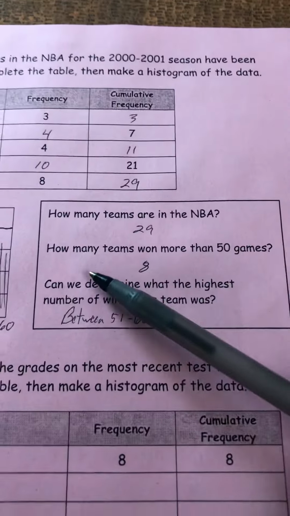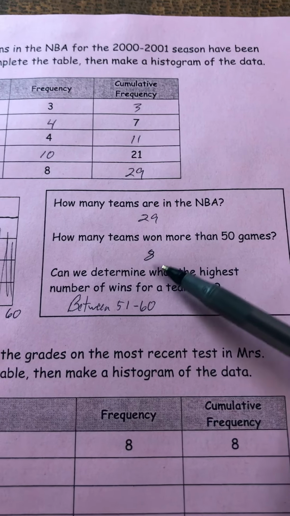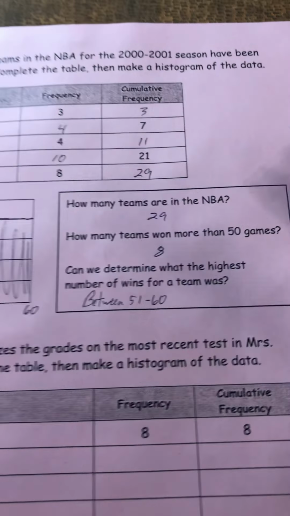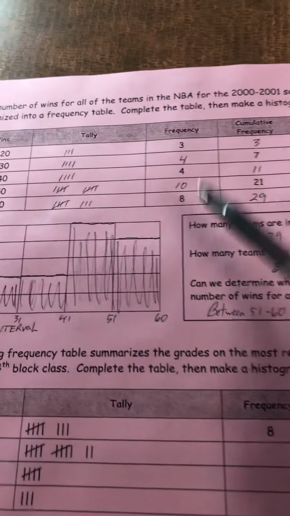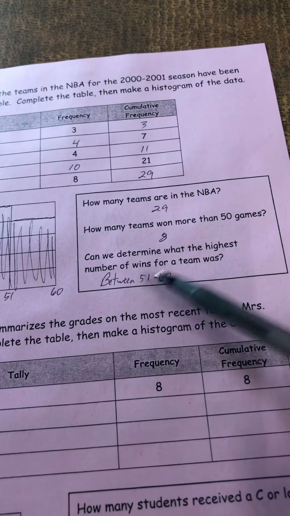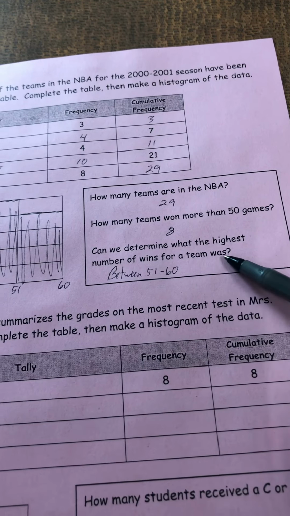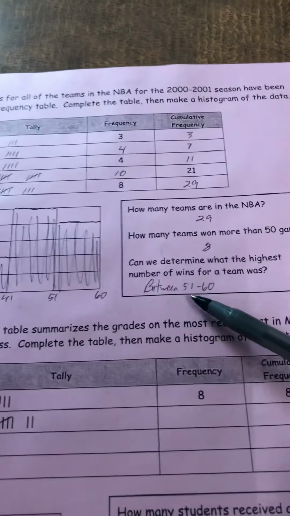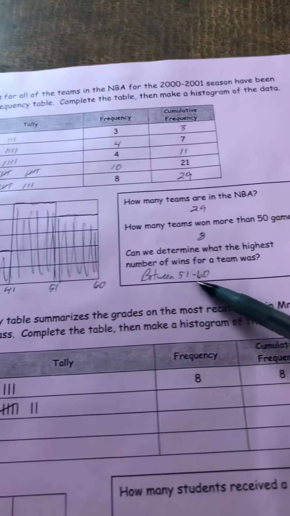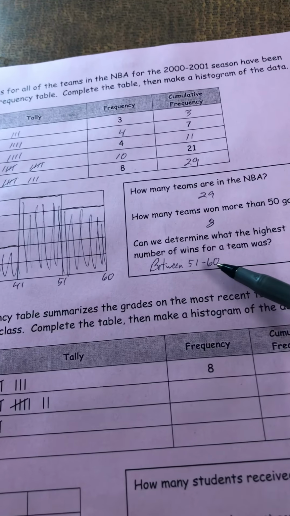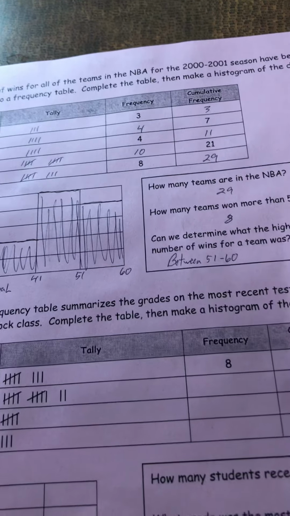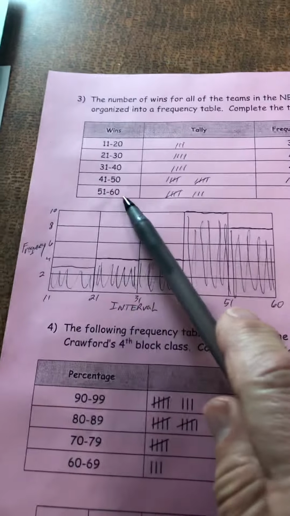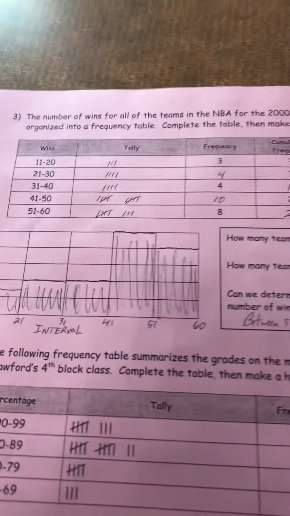And then, how many teams won more than 50 games? You would have 8 of them, because between 51 and 60, there were 8 of them. And can we determine the highest number of wins for a team? We can't really specifically, but you could say it's between 51 and 60. It's in there somewhere. You don't know the highest.